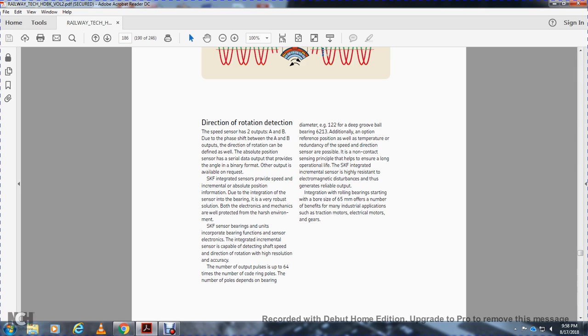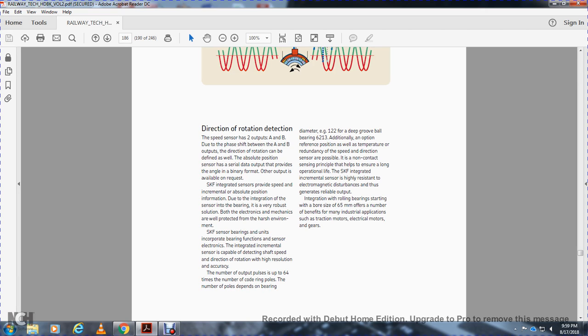The number of poles depends on the bearing diameter, for example the 122 deep groove ball bearing, which equals 6213. There are additional options, such as a reference position and temperature reduction, so the speed and direction can be sensed. The non-contact sensing principle helps ensure a long operational life for the SKF incremental sensor, with high resistance to electromagnetic disturbance, and it generates a reliable output.